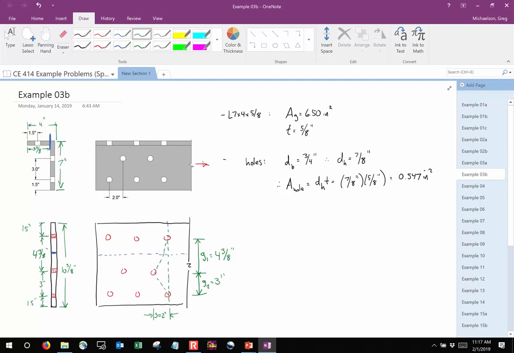So here's what I propose. I propose that we have 2 net area paths that we need to consider. So if you want to throw some names in, like an A, B, C, D, and E, I propose that there are 2 paths that you need to consider. We have A, B, D, E. And what's the formula going to be for that? The net area is going to equal the gross area minus what? 2 bolt holes, right?